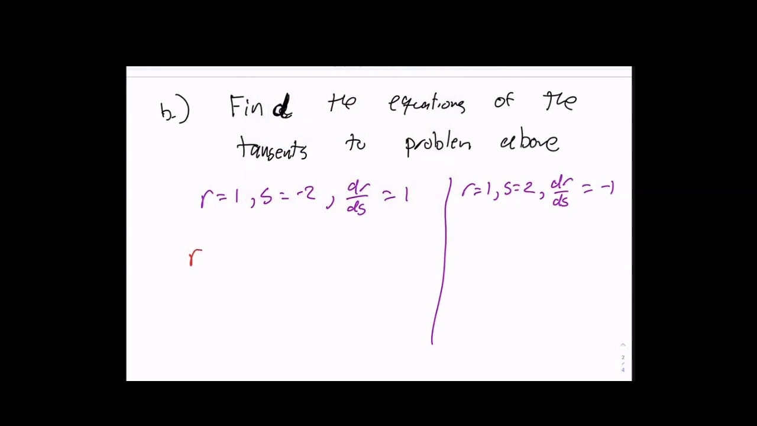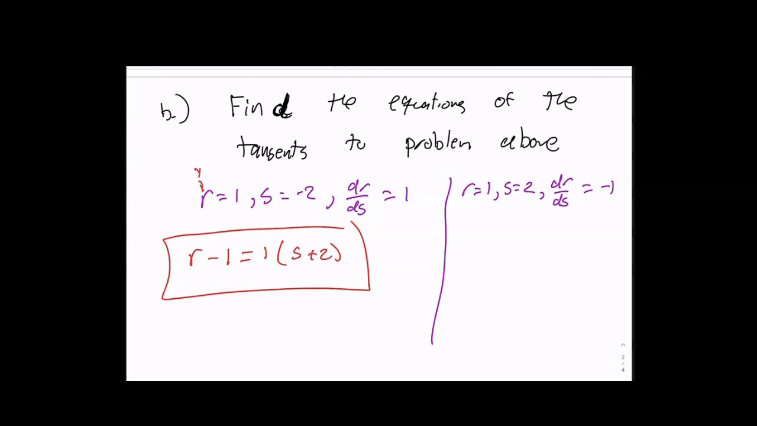So I heard R minus 1 equals 1 parentheses S plus 2 parentheses. Done. This is like my Y, okay? Because it was dr ds, so this is like my Y. And once you connect one of them, you can just rewrite it as such. So my other one is R minus 1 equals negative 1 parentheses, S minus 2.